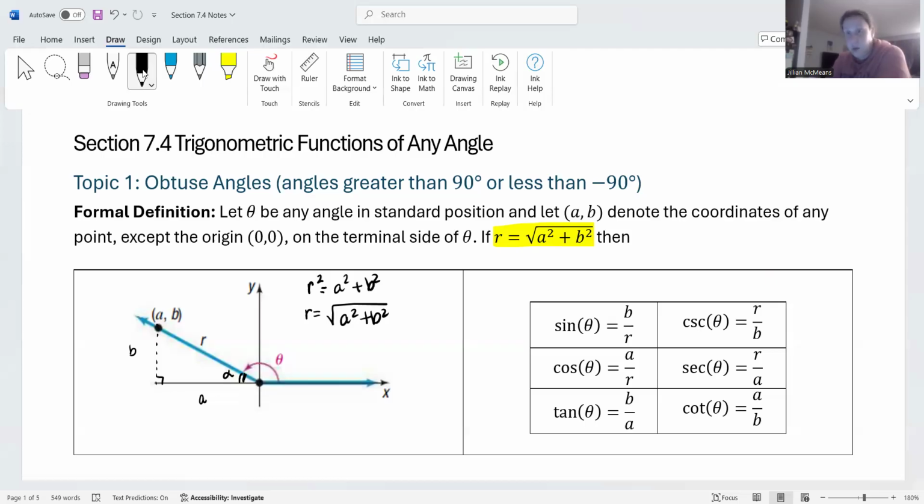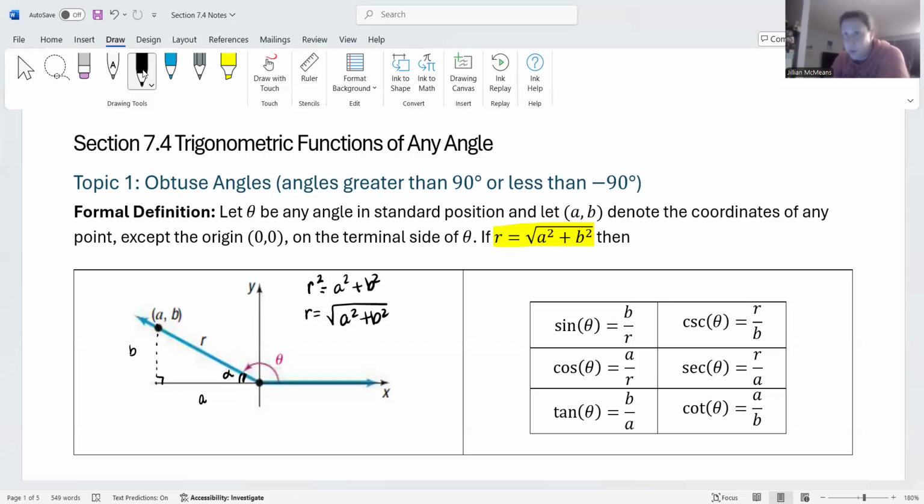And then we already know cosecant, secant, and cotangent are reciprocals of the three main functions. So cosecant is the reciprocal of sine, which is going to make it r over b. Secant is the reciprocal of cosine, which makes it r over a, and cotangent is the reciprocal of tangent, which is going to make it a over b.